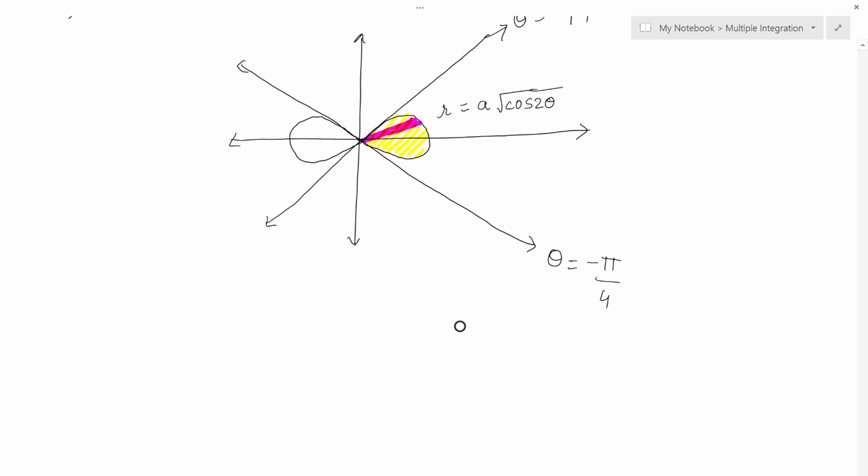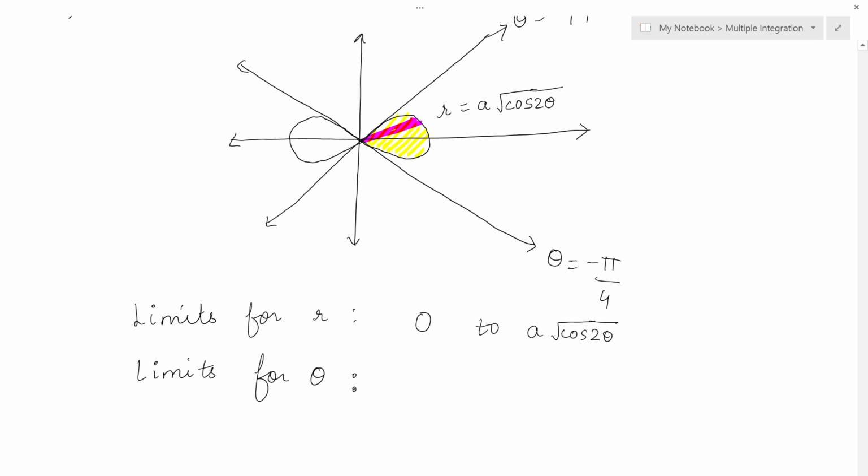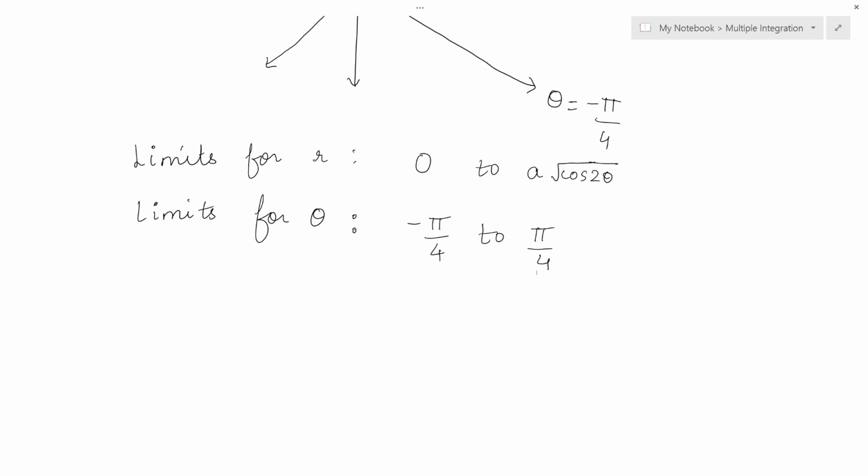So let us find the limits. Here the limits for r will be 0, because it is touching the origin, and then a under root of cos 2 theta, the equation of Bernoulli's lemniscate. The limits for theta will be minus pi by 4 to plus pi by 4. We have seen these limits, so writing will be easier now. So let us solve the integration.